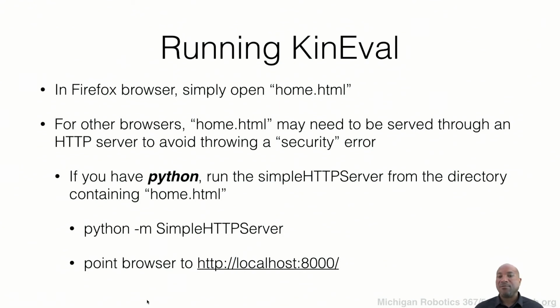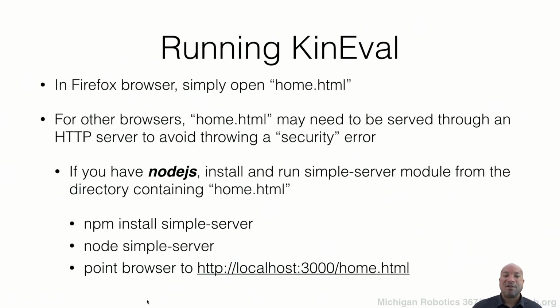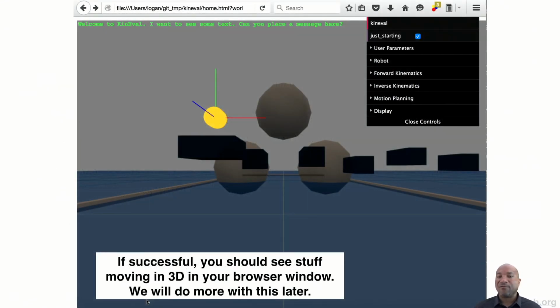If you don't like Python, you want to do Node.js instead, and you have Node.js installed, then you can install the simple server module and then run Node with the simple server module that will run an HTTP server out of your local directory. And so you can go to localhost port 3000 home.html. And so if you're successful, you should see things running in the browser, a 3D view. You can click the mouse and have it move around and do all sorts of stuff. And so that will just show that you can get the stencil and at least see things working, and your working environment will be able to get things done. We're going to do more with this later as we get further along in the class.